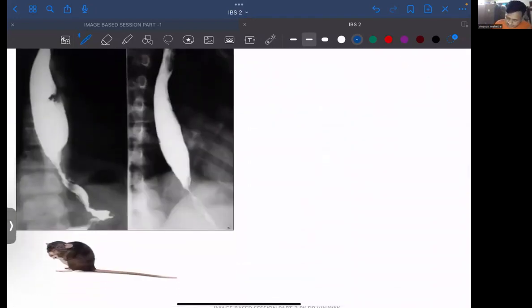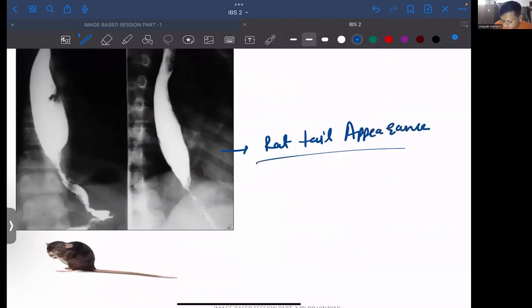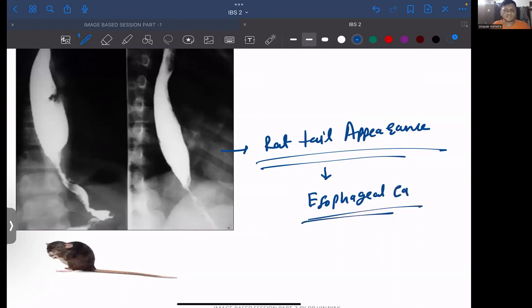This is called rat tail appearance. Esophageal cancer अच्छे से पढ़ना है, including staging. Esophageal cancer is very common, so of course in the exam hall also it is going to be asked again and again. Anybody can ask this one. I will also take it, so don't worry.